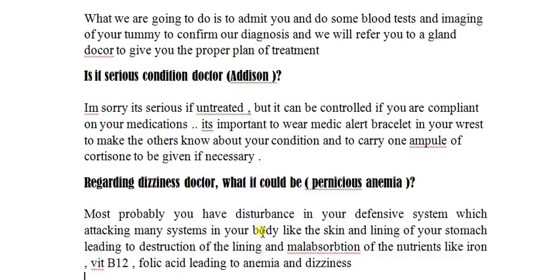So what if the case is pernicious anemia? The patient, for example, has dizziness or pallor or anemia, and they have signs and symptoms of pernicious anemia. How to reply to this concern? Most probably you have disturbance in your defensive system, which is supposed to attack the bugs and the bacteria and defend your body. In your condition, it attacks your skin and the lining of your stomach, leading to destruction of the lining and malabsorption of nutrients like iron, vitamin B12, folic acid, leading to anemia and dizziness.